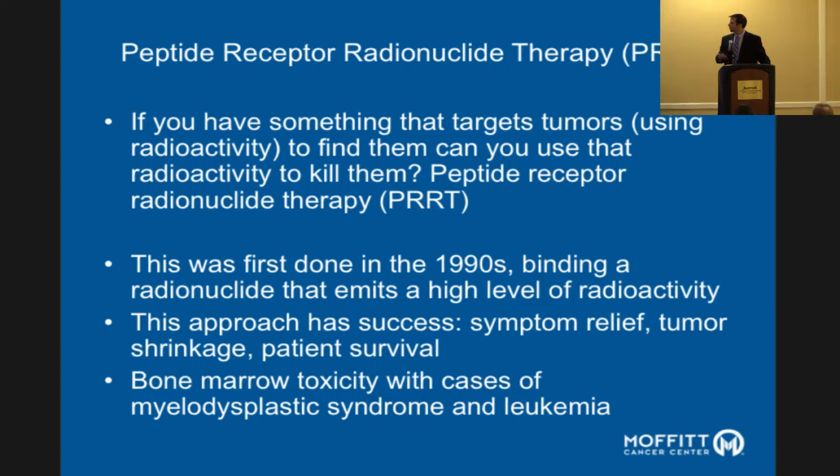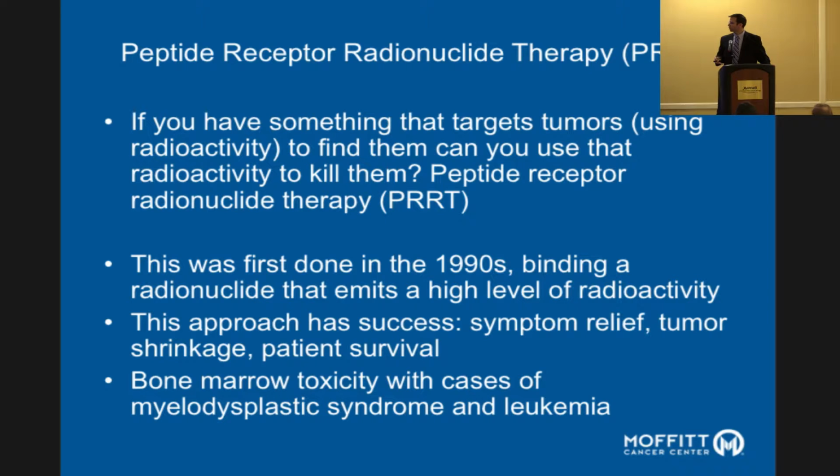And they saw that they were able to do this. They were able to take the somatostatin analog and put a radionuclide on there that emits a higher level of radioactivity. So it's not just this low level to make pictures. It's a very high level to kill the tumor. And it was successful. They had symptom relief, tumor shrinkage, and patients had improved survival. But initially they saw that, because not all of this goes just to the tumor, there were side effects.